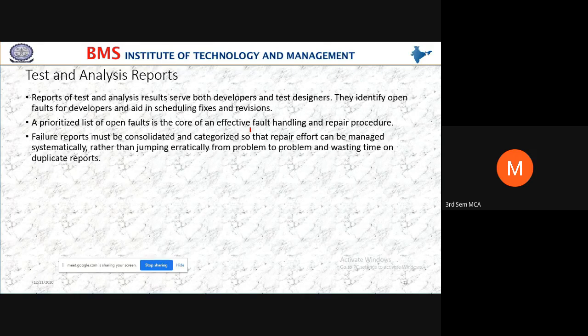They identify open faults for developers and aid in the scheduling of fixes and revisions. See, nobody is perfect. Even the developer will make mistakes, and even the test engineer will make mistakes. If a developer has made some mistake, the test engineer will come to know about it. They have to tell them, and they should try to fix whatever mistakes they have made, and revise the work they have done previously, because it has some errors.